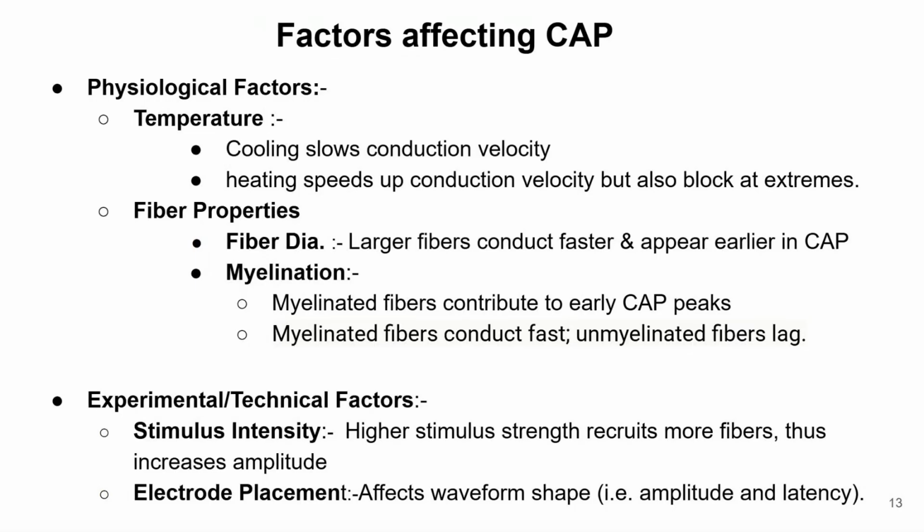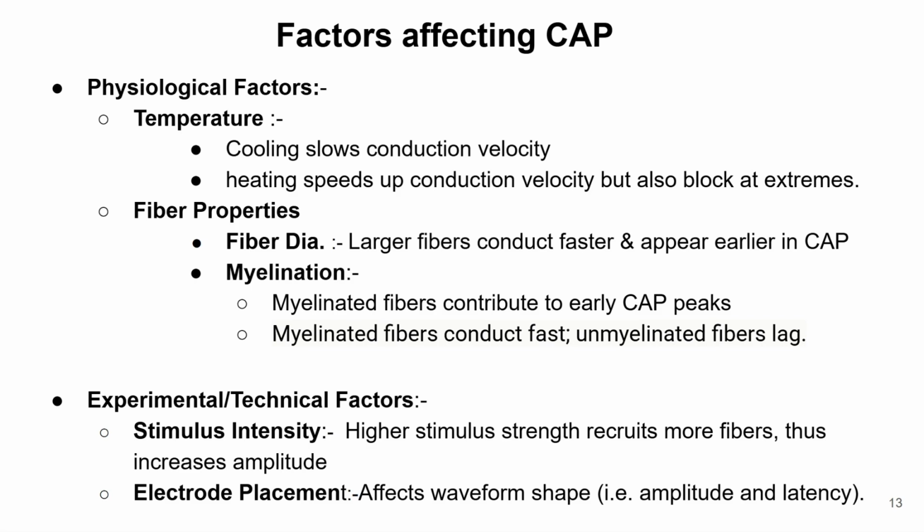There might be many factors affecting compound action potential. The two major factors are physiological factors and experimental or technical factors. Firstly, I will be discussing physiological factors. There are two main physiological factors, namely temperature and fiber properties.